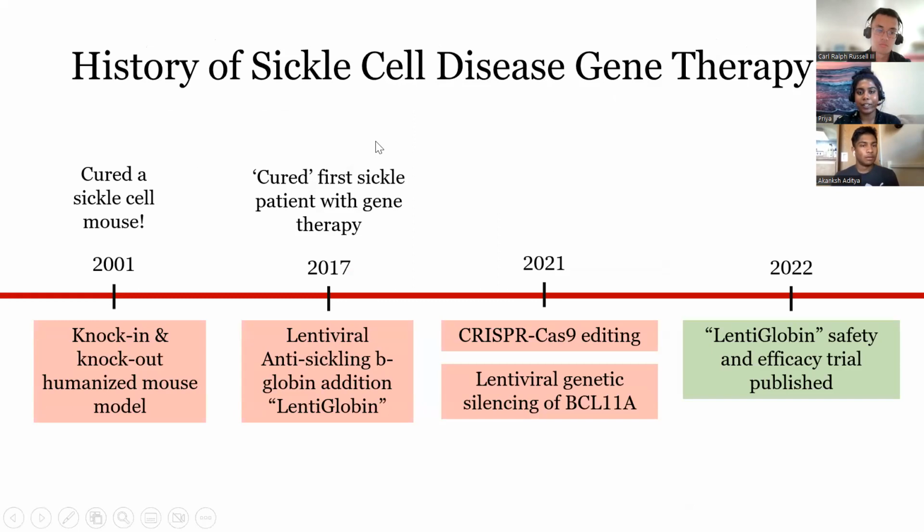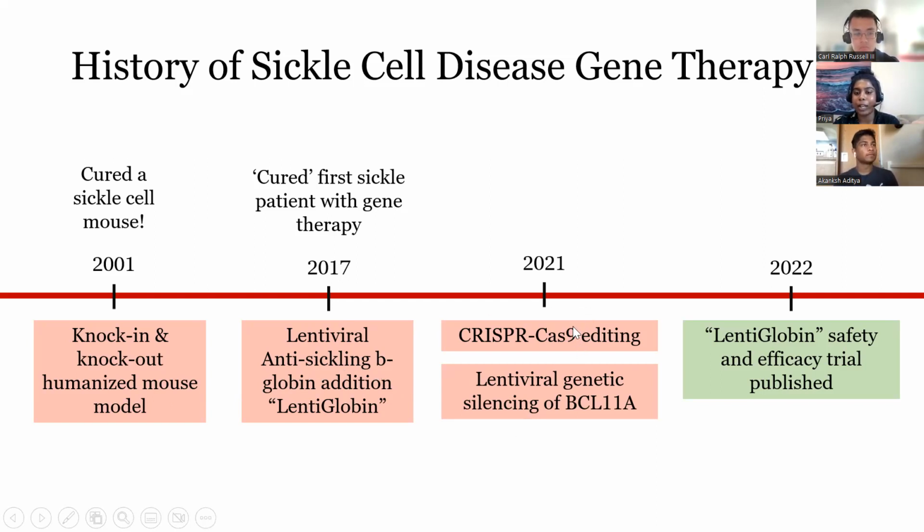So a little bit of history on gene therapy for sickle cell disease. Almost 20 years ago, we cured sickle cell disease in a mouse. There are two models, a knock-in and knockout humanized mouse model, which essentially has the human beta globin gene, and we were able to correct it and cure the disease. Almost 15 years after that, we had the first trial where we cured the first patient with sickle cell disease. They used the lentiviral vector that I just talked about, and it's anti-sickling, which I'll talk about a bit more after.